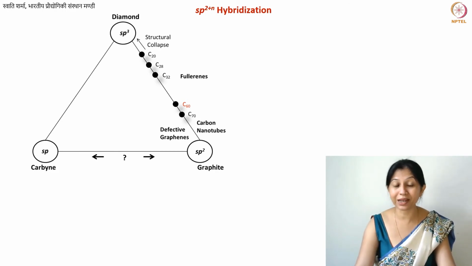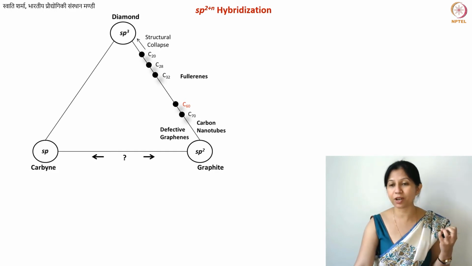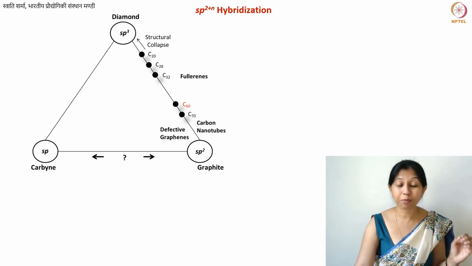So what we call this is structural collapse. People have observed very small fullerene-like structures down to C20, but if you go even further, smaller and smaller, then diamond-like geometry will be preferred, which will be thermodynamically more stable for that given carbon molecule.